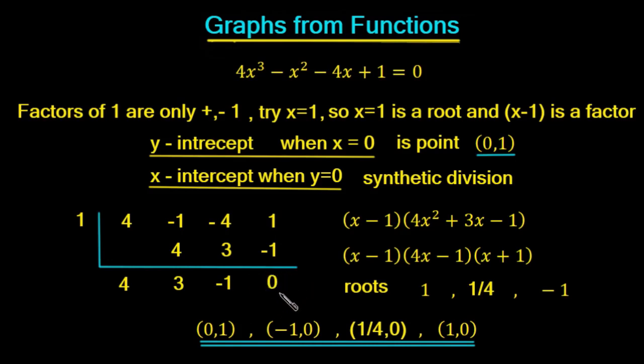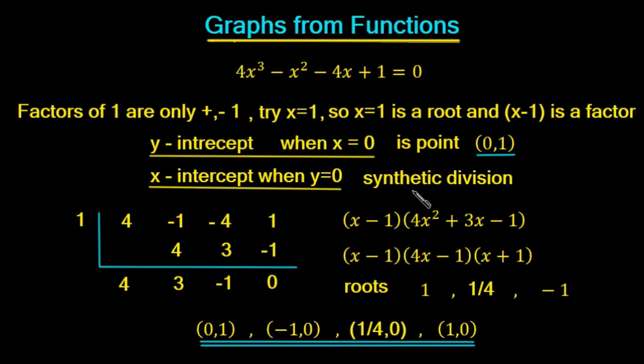So that value 1 must be a root of the polynomial, and x minus 1 must be one of the factors. And you can see here that if x minus 1 is one of the factors, the other factor is going to be given by these values here. So it's going to be 4x squared plus 3x minus 1. So that's the other factor. And you can see when you multiply these together, minus 1 times minus 1 will give you the plus 1 here. So that's just a little check.